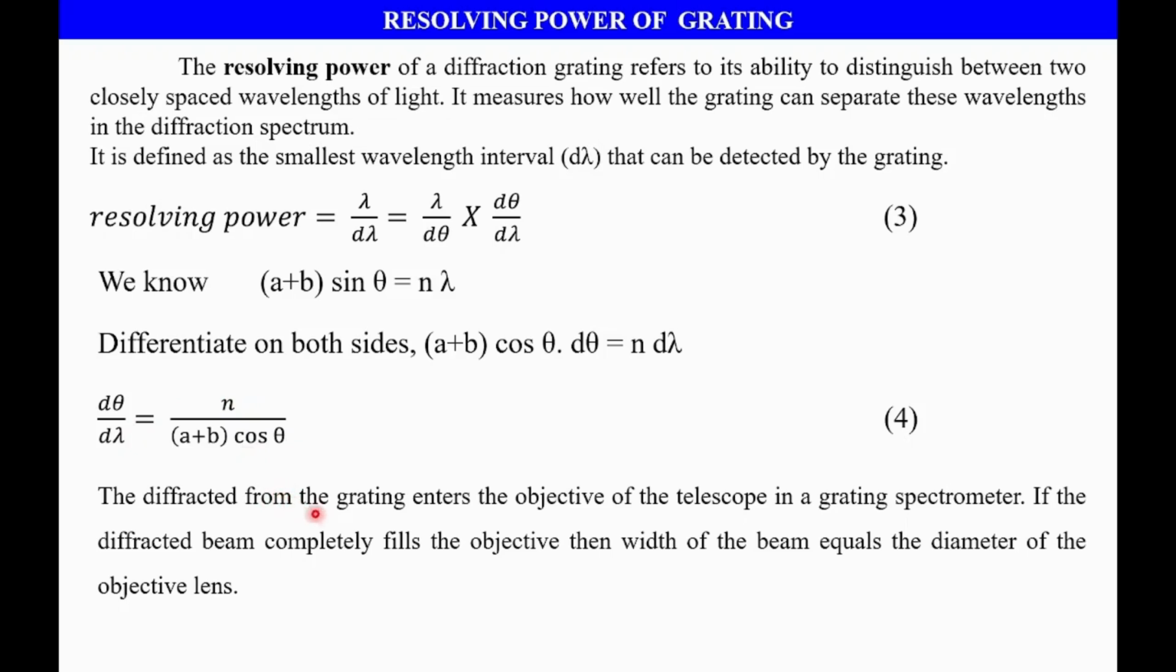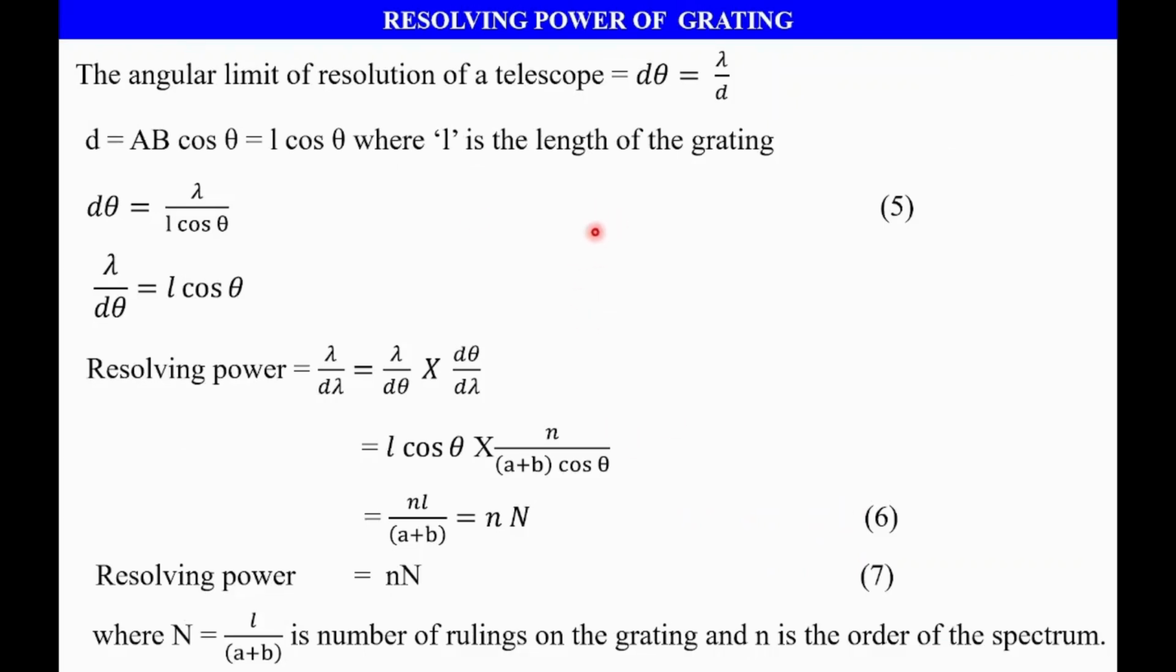Now the diffracted rays from the grating enter the objective of the telescope in the grating spectrometer. If the diffracted beam completely fills the objective, then it will disperse the colors into different orders. Now we have to calculate the angular limit of resolution of the telescope. d theta is equal to lambda divided by d. Now apply cos theta. Now d is equal to ab into cos theta, that is equal to L into cos theta. Here ab is the length of the grating and d is the width of the beam.